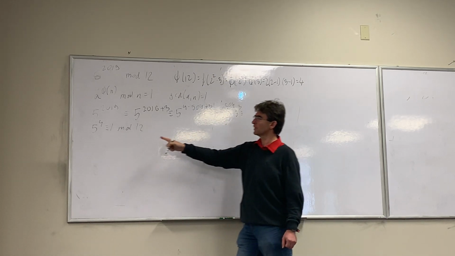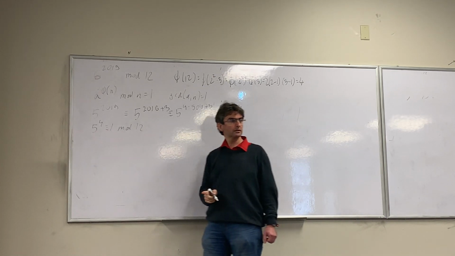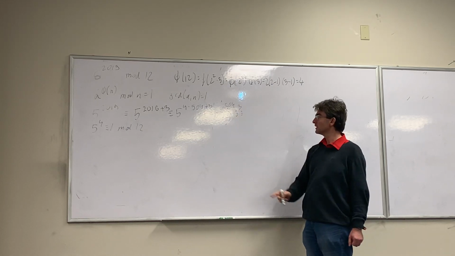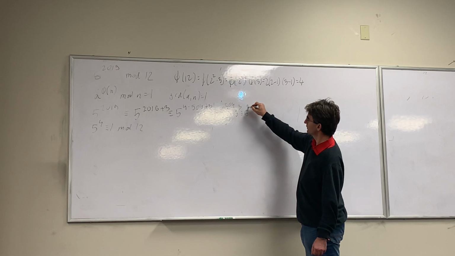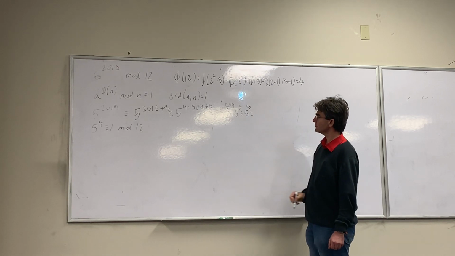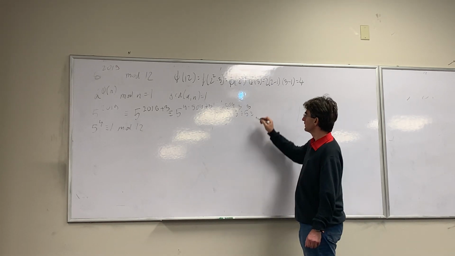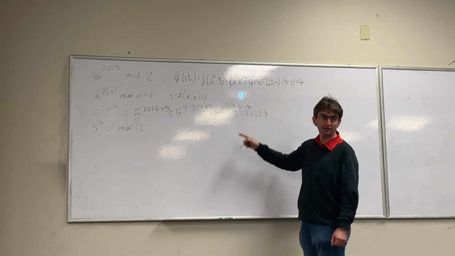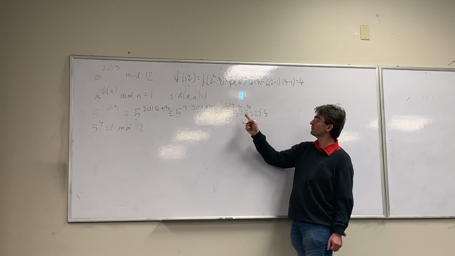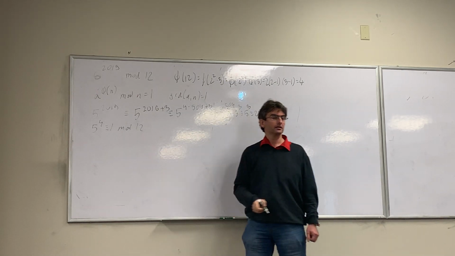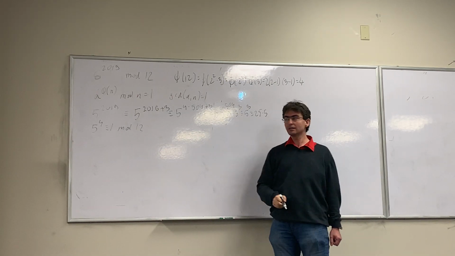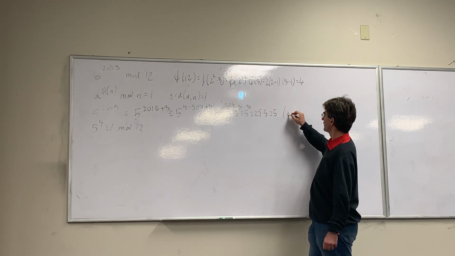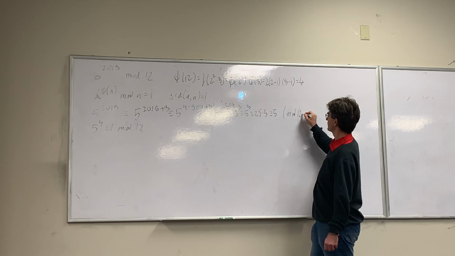5 to the power 4, now we know, is congruent to 1. So this is 1 to the power 504, it's 1. So we remain with 5 cubed, which will be this time 25 times 5. 25 mod 12 is 24 plus 1, so it's 1. So it's 5 modulo 12.